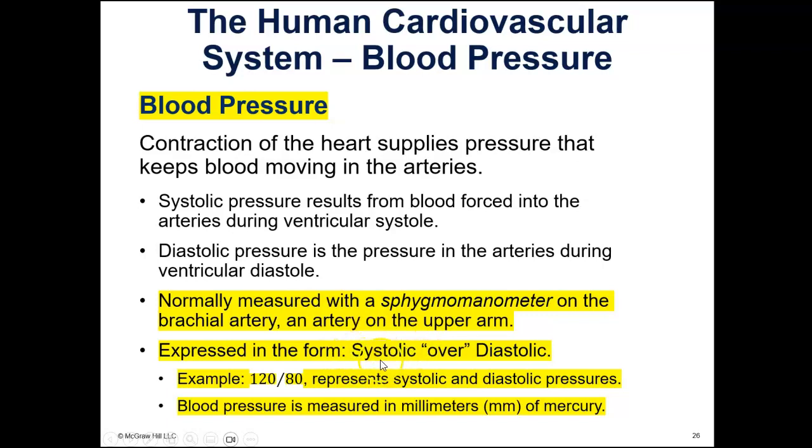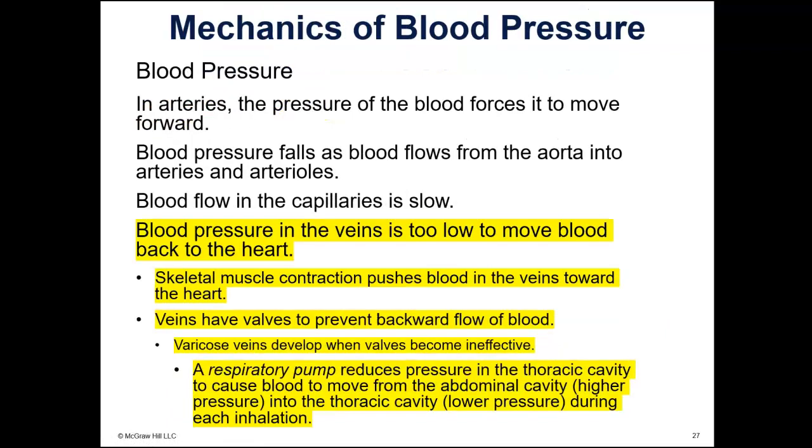That's the highest pressure. And then you will keep listening and keep looking at the needle on the dial until you hear the last heartbeat. And the very, very last heartbeat that you hear, wherever the needle is at that point, will be your diastolic pressure. So that is how it works.